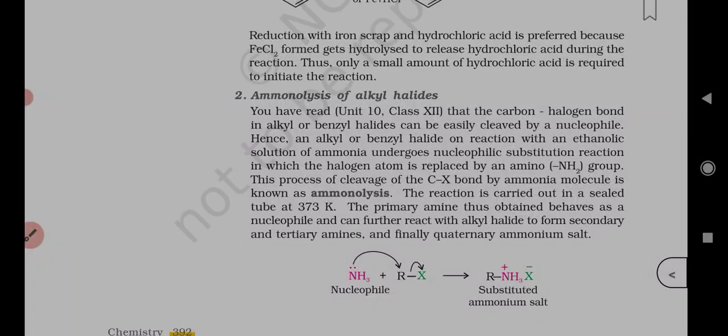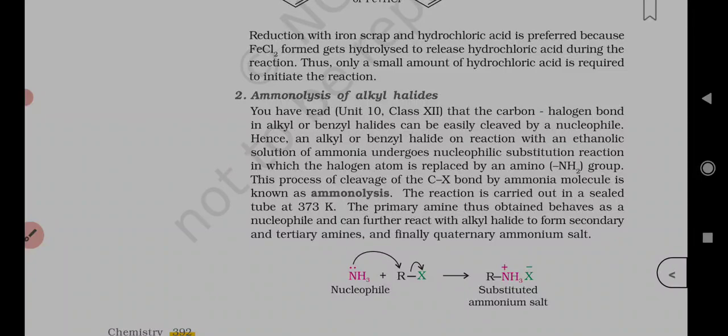Talking about that, the carbon halogen bond in alkyl or benzyl halides can be easily cleaved by a nucleophile. Hence, an alkyl or benzyl halide on reaction with an ethanolic solution of ammonia undergoes nucleophilic substitution reaction in which the halogen atom is replaced by an amino NH2 group. This process of cleavage of the C-X bond by ammonia molecule is known as ammonolysis. The reaction is carried out in a sealed tube at 373 Kelvin.